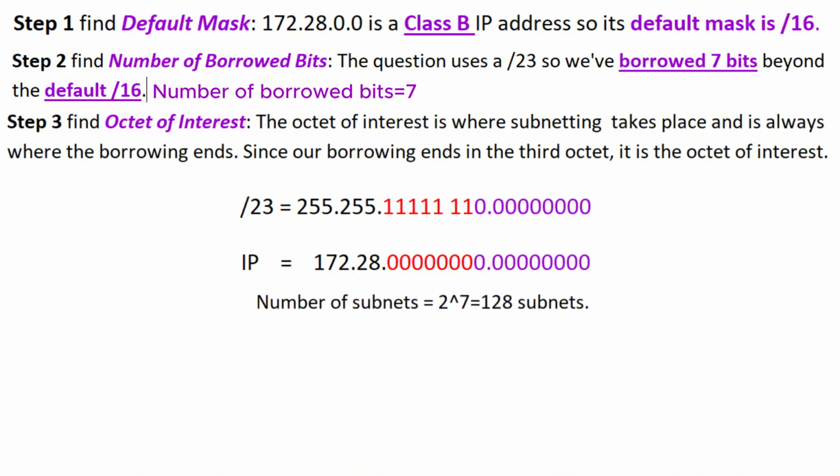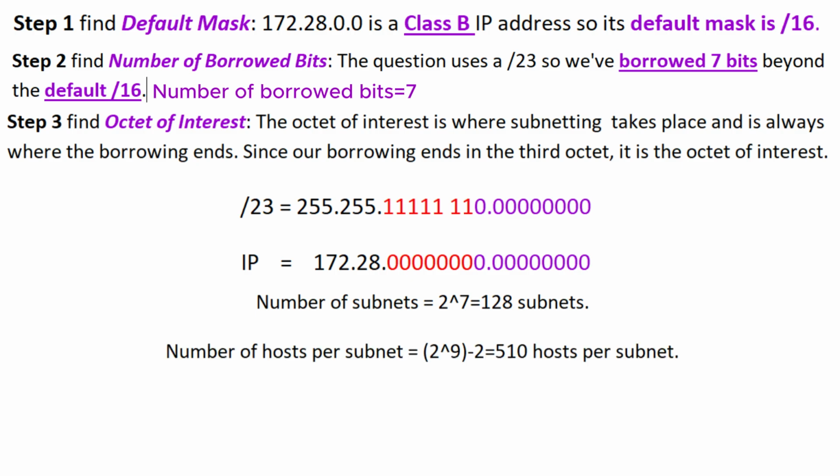Since we have 7 network bits, the number of subnets would be 2 to the power 7 or 128 subnets. You can see we have 9 host bits, so the number of hosts per subnet would be 2 to the power 9 minus 2. This gives us 510 hosts per subnet, as we need to subtract 1 for the broadcast address and another for the network ID. Okay, so we figured out the answer and we haven't even gone to step 4.